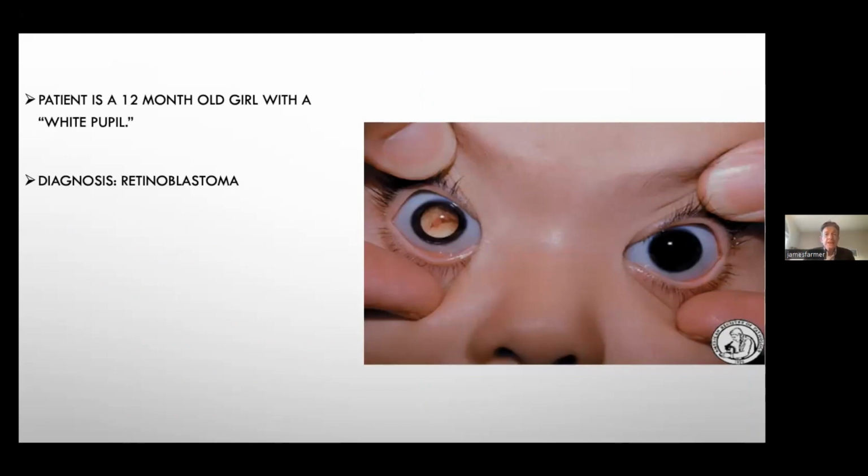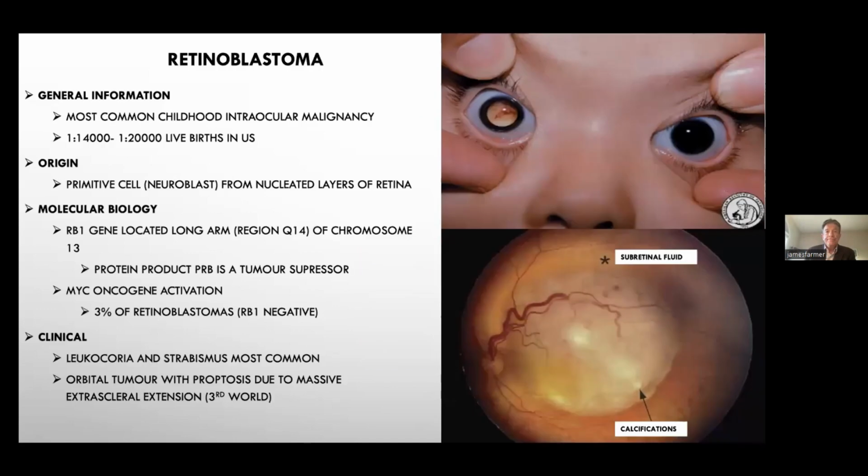So this next case is a typically very sad case of a young patient with a white pupil. And we call this leukocoria, which is a white pupil in ambient lighting. So this would be something the pediatrician or whatever would pick up, refer immediately, and the diagnosis is retinoblastoma.